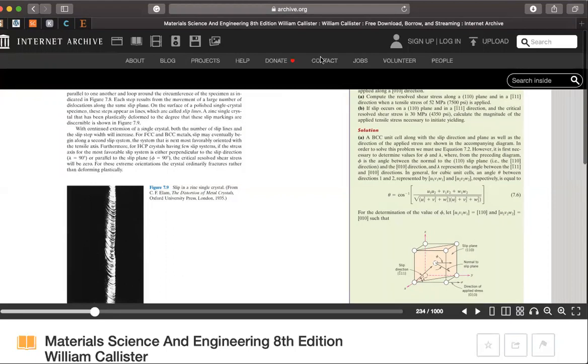Now the question here is, if slip occurs on the 110 plane in this direction, and the critical resolved shear stress is 30 megapascal. So he told you what the critical resolved shear stress is. Can you calculate the needed stress in order to initiate yielding? The answer is yes, because there is an equation correlating the critical resolved shear stress and the yield strength.